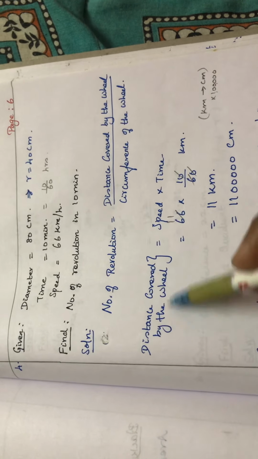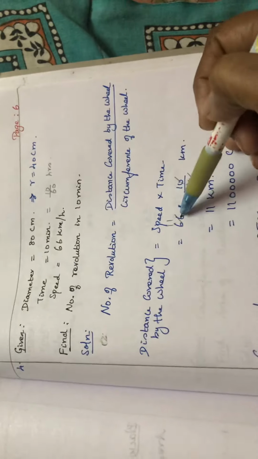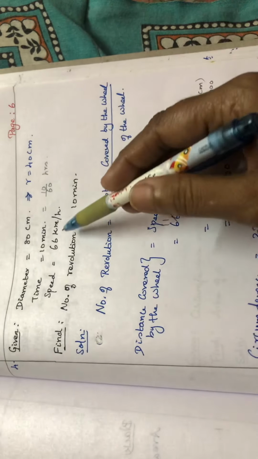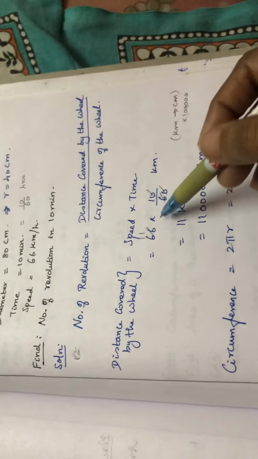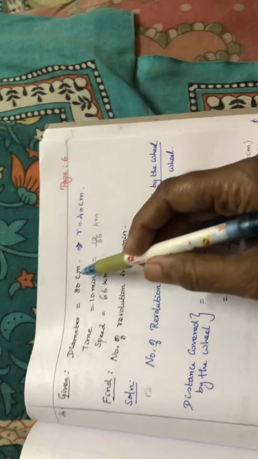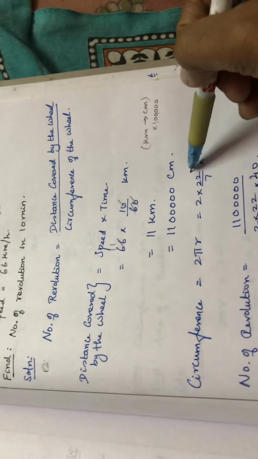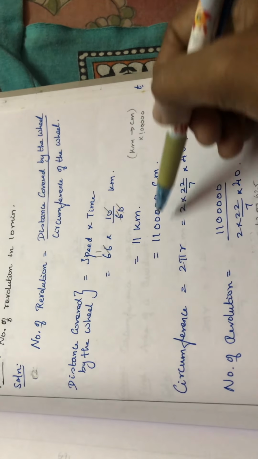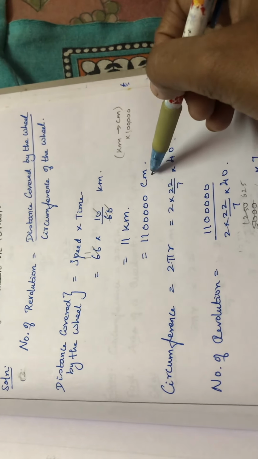So distance covered by the wheel, distance is equal to speed into time. Speed is given as 66 and time is given as 10 by 60 hours. Since it is given as per hour speed, we are converting the time also in terms of hours. So when I am simplifying, 11 hours. Now this 11 hours distance is given in kilometer, so I am going to convert this kilometer to centimeter. 1 kilometer is equal to 1 lakh centimeter. So when I am multiplying, I am getting 11 lakh centimeter.